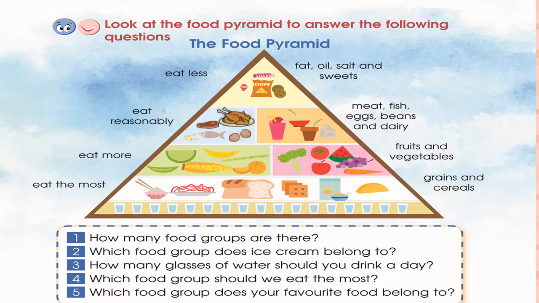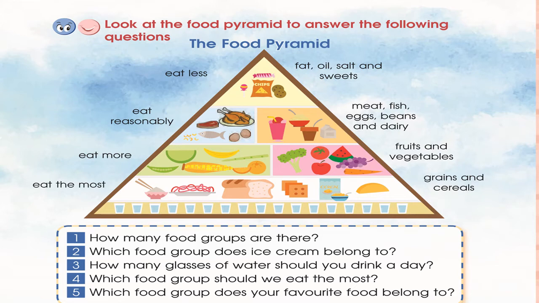So we must eat fruits and vegetables, grains and cereals more and more. We must eat meat, fish, eggs, beans, and dairy reasonably. Okay? But we must eat fat, oil, salt, and sweets not too much. We mustn't eat them too much. So those are our kinds of food inside the pyramid.